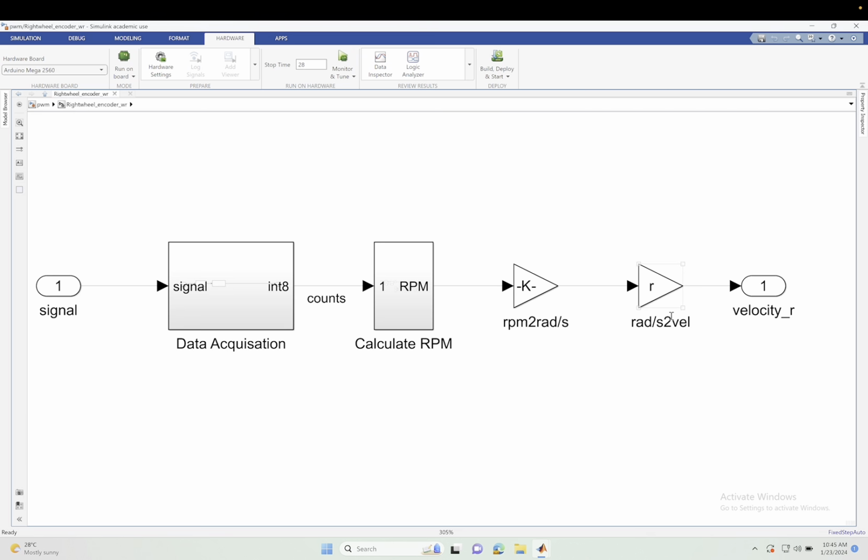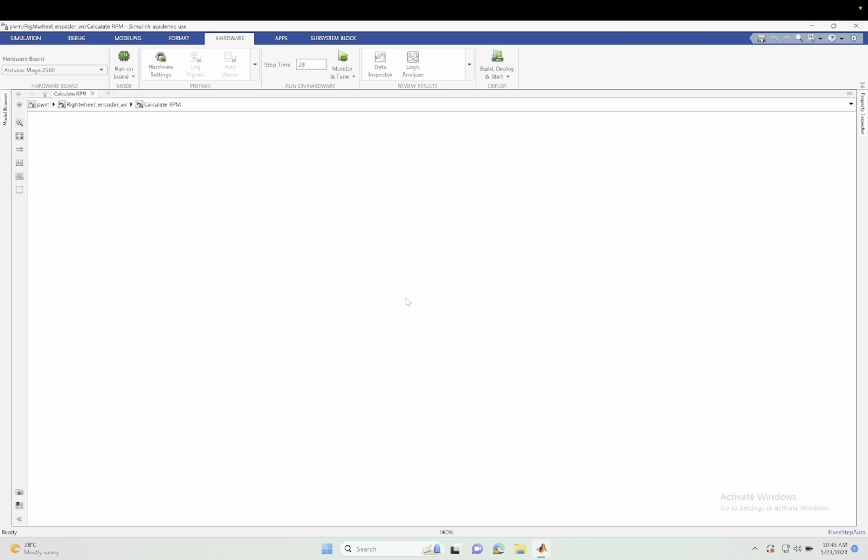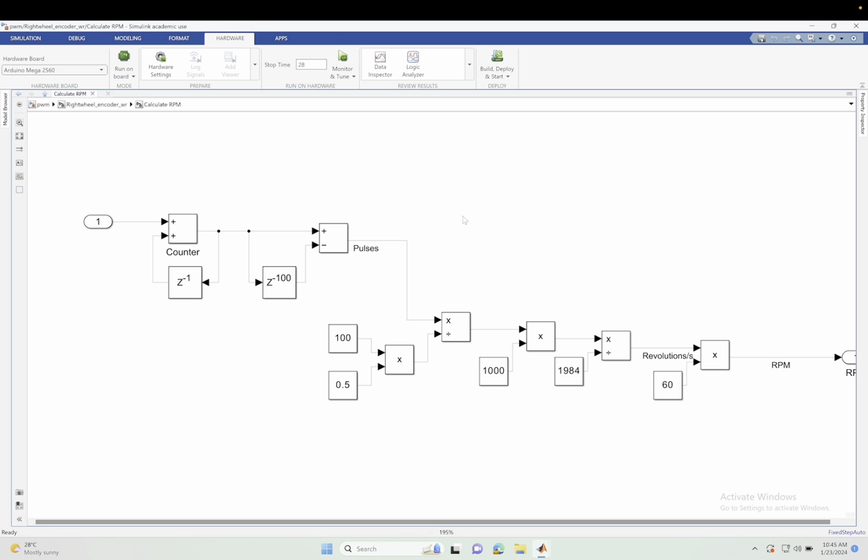From rads per second we change it to velocity in meters per second, and this meters per second is what we feed into our system. Just to look into what happens when you're calculating RPM is that we delay the signal and we keep accumulating counts up to 100 counts, and then we feed these 100 counts, and then we get the sampling time, like how long it takes. We're using 0.5 milliseconds to get those pulses.